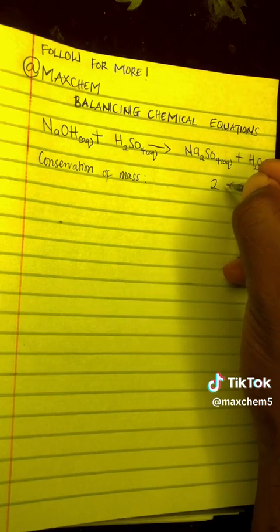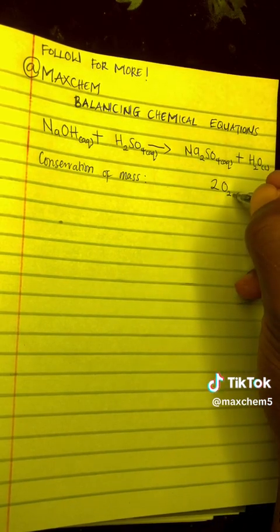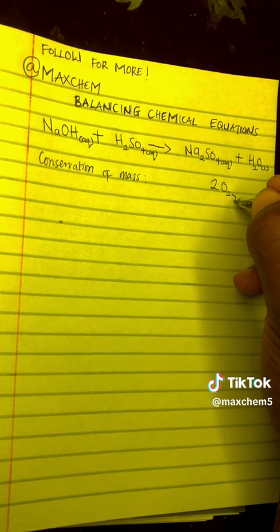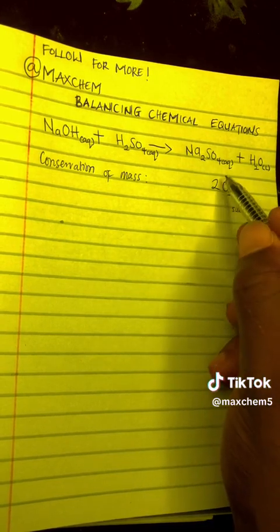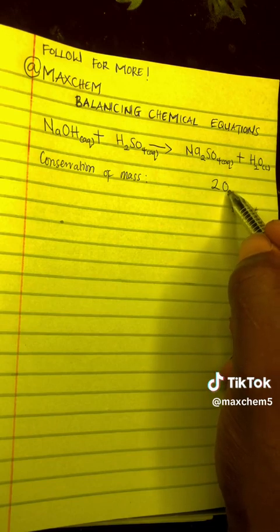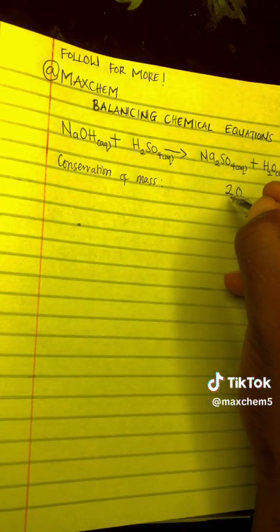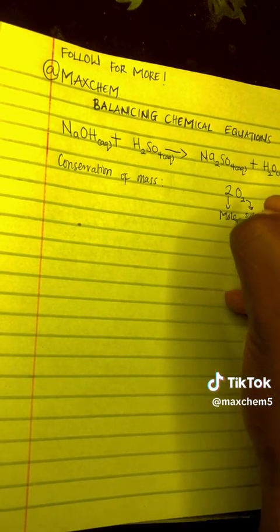Let me say 2 moles of oxygen gas, O2. Let me tell you, this small number, this 2, is actually called the subscript. That shows the number of atoms. So in this particular example, this subscript shows that we have 2 atoms of oxygen. And this one, the coefficient, shows the number of moles.